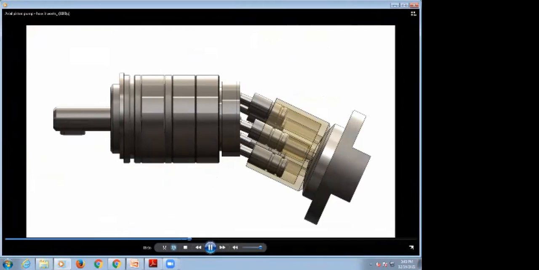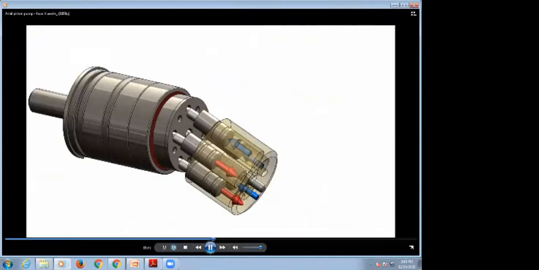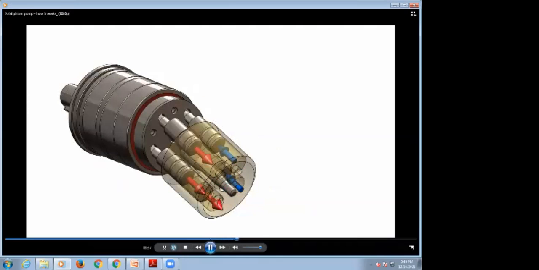As the drive shaft rotates, the cylinder block is caused to rotate by the pistons. The pistons move up and down within the cylinder block bores. The length of stroke is dependent on the angle of the bent axis. Fluid is fed to the low pressure, then, as the pistons move, delivered into the high pressure port.